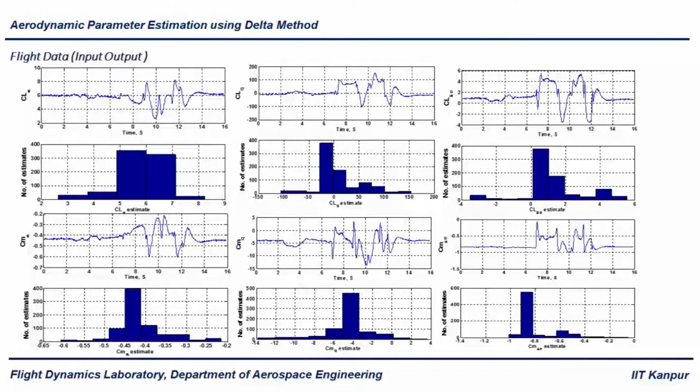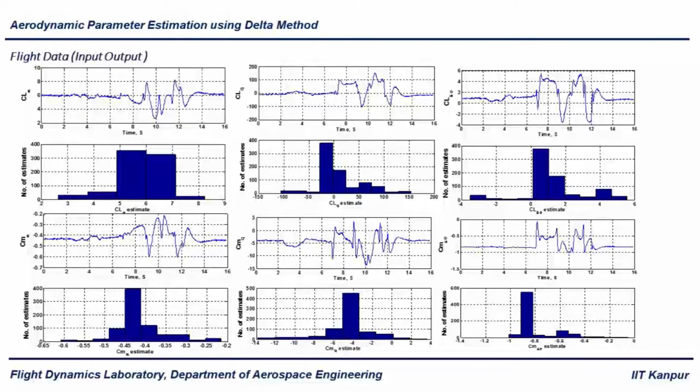For example, if you see the CL alpha plot, the CL alpha estimate is close to between 5 and 6, let us say 5.5. The occurrence of that value happened more than around 350 times, right? And the next value is also quite prominent. Like that, you can see the occurrence of all the estimated parametric values, how many times each occurred. You can also take the average value, or you can select the maximum occurred value, which will represent your corresponding aerodynamic parameters. So here it was about the CL and CM derivatives. You can see all the results here.